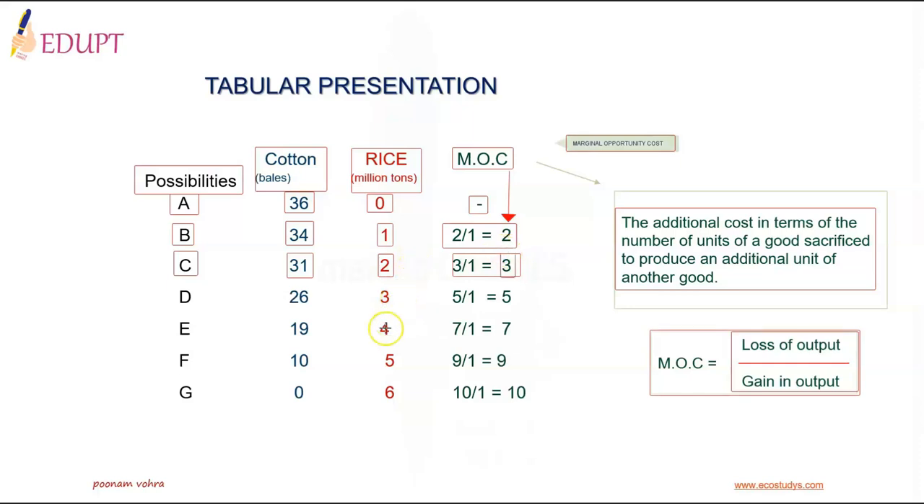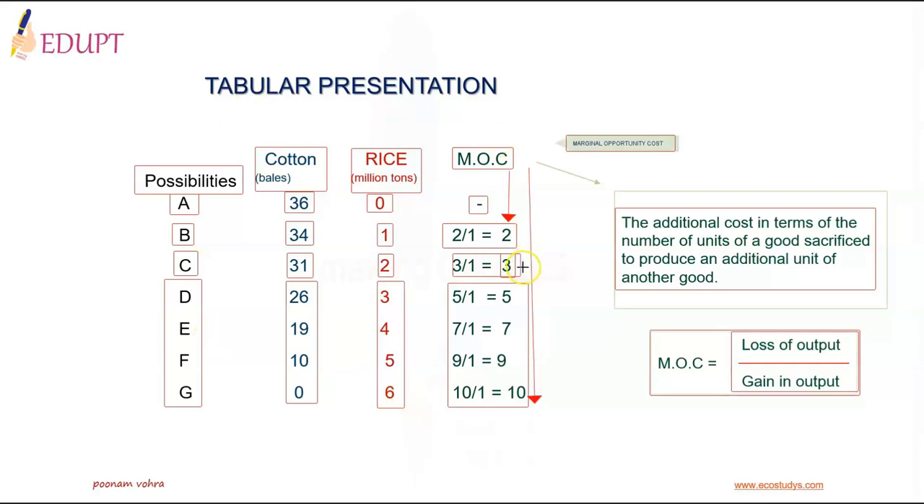In a similar manner, the economy can have various possibilities. In order to produce an additional unit of rice each time, production of cotton has to be sacrificed each time. It means that the opportunity cost of every additional unit of rice tends to increase in terms of loss of production of cotton. In other words, one can notice that marginal opportunity cost is increasing.